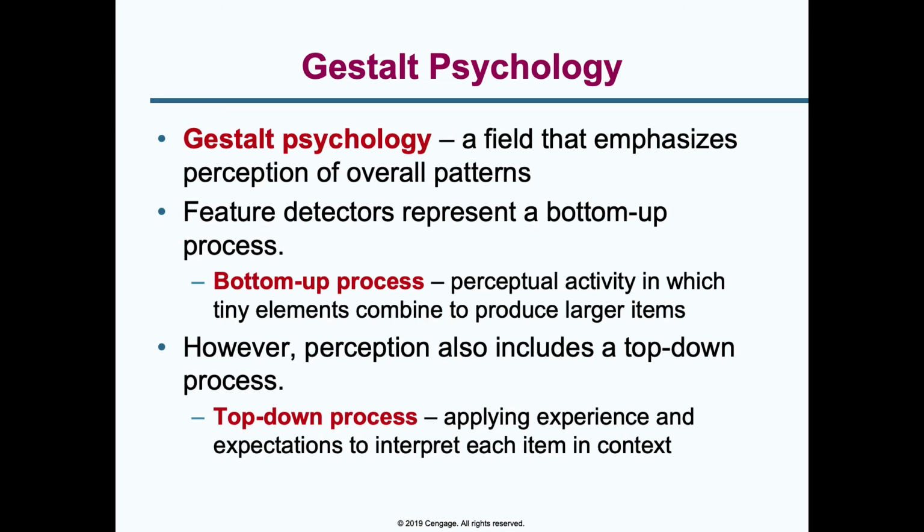And the feature detectors that we just talked about are not enough to really explain perception because they only represent what we call bottom up. Bottom up means we take parts of something and combine them together to form a whole, so we can see something as a whole. However, perception also has to include top down, which means we take our experiences in the world and our expectations for what we think we're seeing and we interpret it.